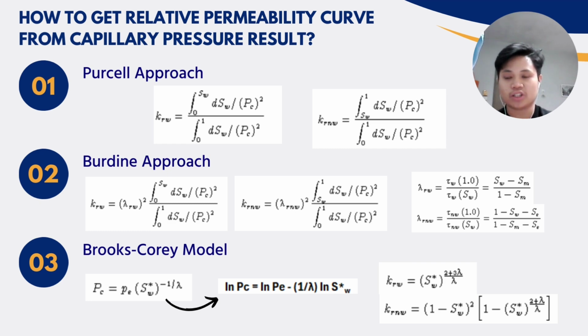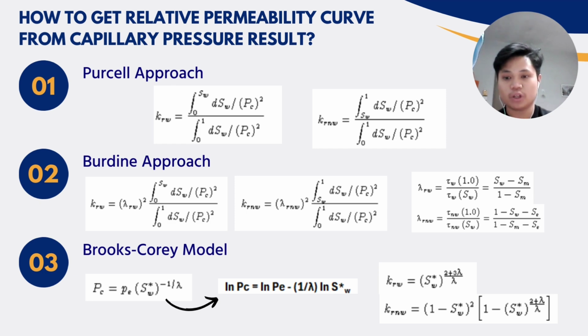Next, I'll continue with the second method used, and it is called the Burdine approach. Similar to the Purcell approach, the Burdine approach only has a slight difference because the concept of tortuosity ratio is introduced into the equation. In this method, we will first determine the tortuosity ratio of the wetting phase and the tortuosity ratio of the non-wetting phase.